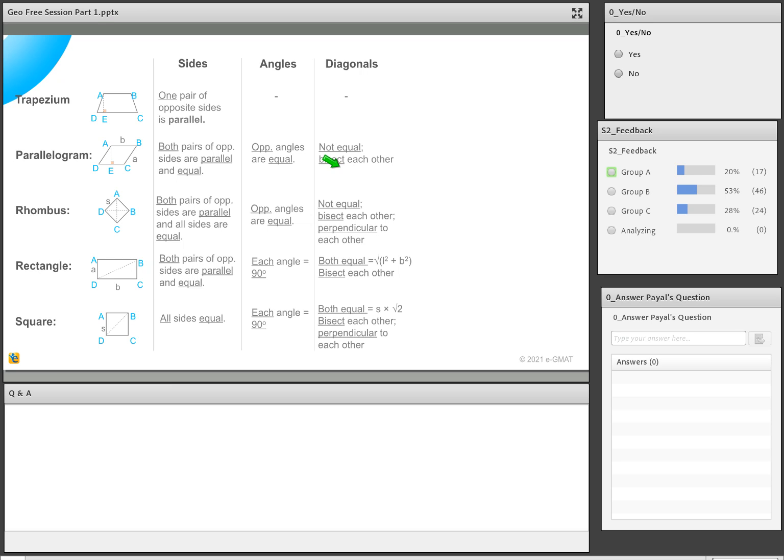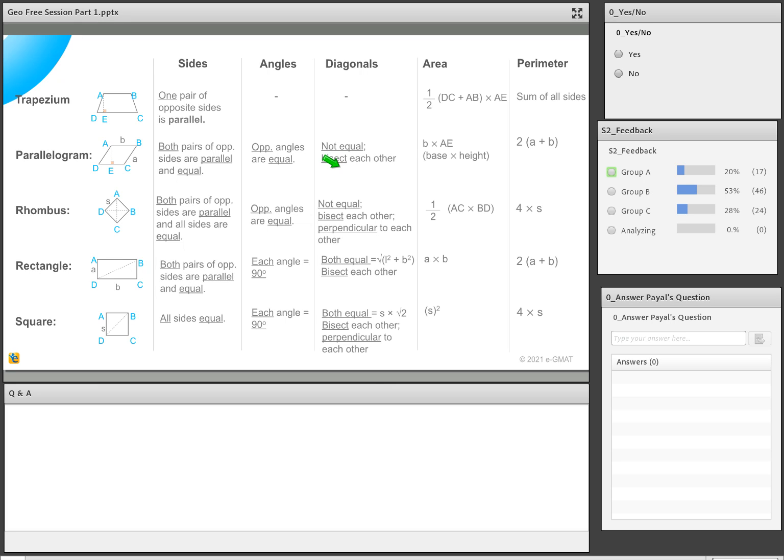What are the properties of diagonals? Very, very important. You need to be comfortable with these, and you need to be able to draw appropriate inferences when you're solving questions. And we're going to look at the application of this. And then area, perimeter, I think these are basic properties that a number of you should be familiar with.